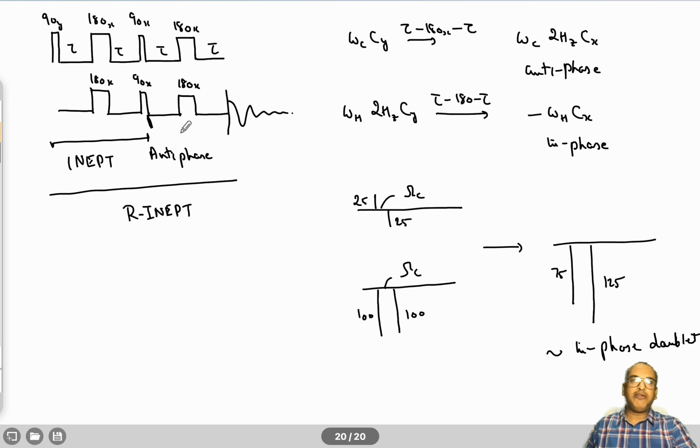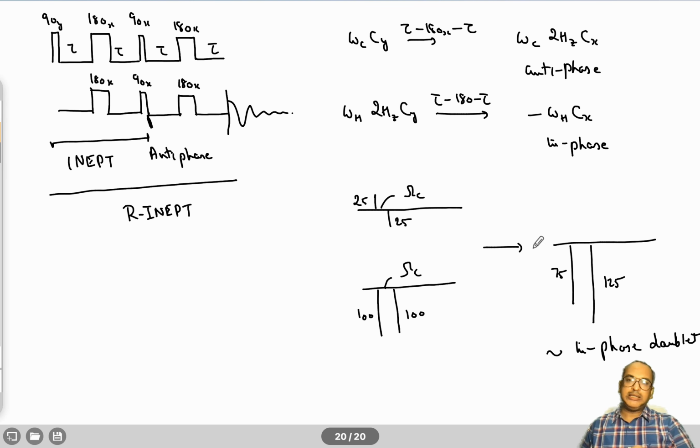So the negative part of INEPT, where one of the peaks was positive and one was negative, has been refocused in refocused INEPT, or R-INEPT, right? So that disadvantage has been converted into an advantage. Now you have got the intensity contribution from proton, which has been converted into carbon magnetization. So that's how the INEPT is useful.